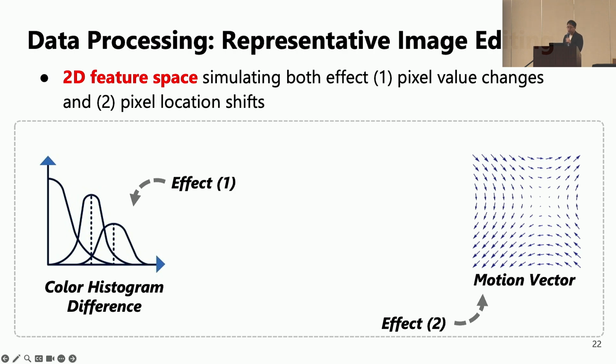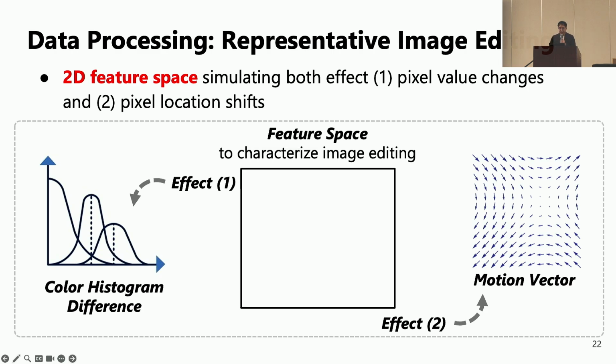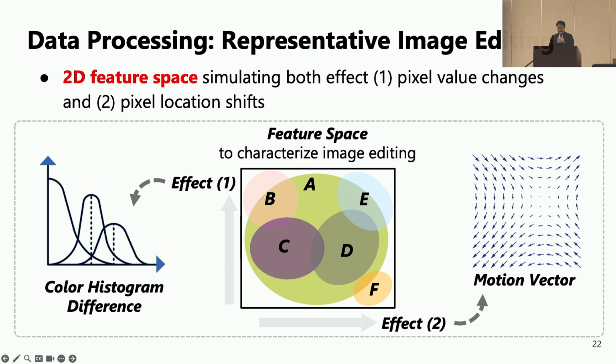With the quantification of effects, we can then map each image editing operation into a 2D feature space, where the x-axis represents the location shifts, and the y-axis represents the value changes. Each operation appears as a color circle in this space. For example, A could be crop plus resize, B could be color effects, F could be geometric distortion. To identify representative edits, we select those with the widest coverage, choosing the largest spanning circles to effectively fill and represent the diversity of this feature space.